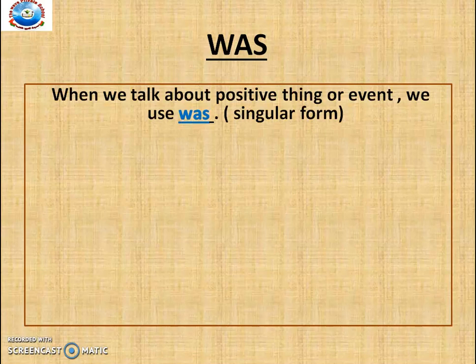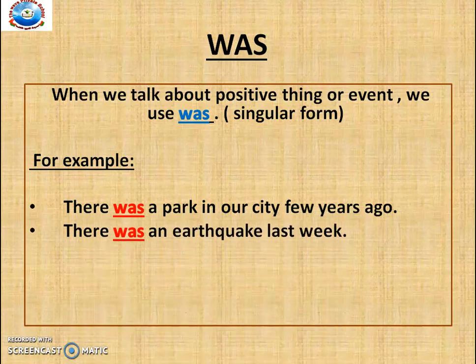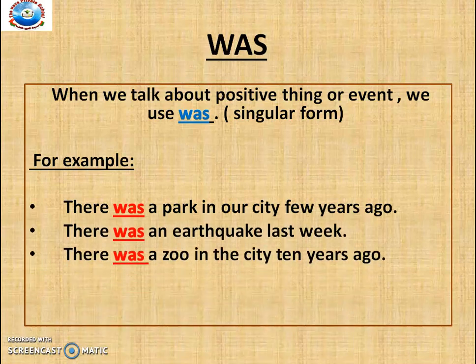When we talk about positive thing or event, we use was. Was is used in singular form. For example, there was a park in our city few years ago. We are talking about a park, so we are using was. Next, there was an earthquake last week. There was a zoo in the city 10 years ago.